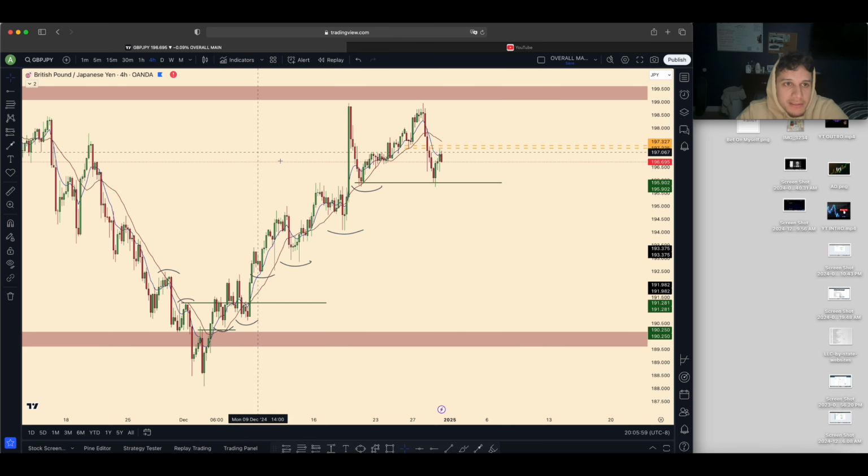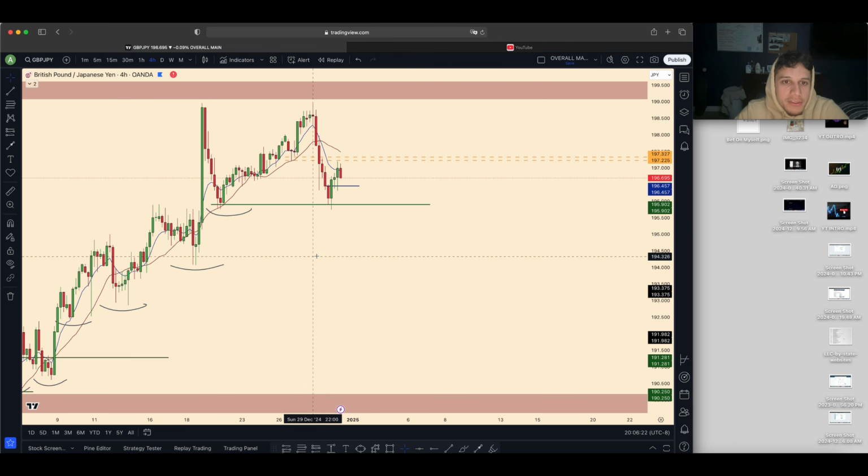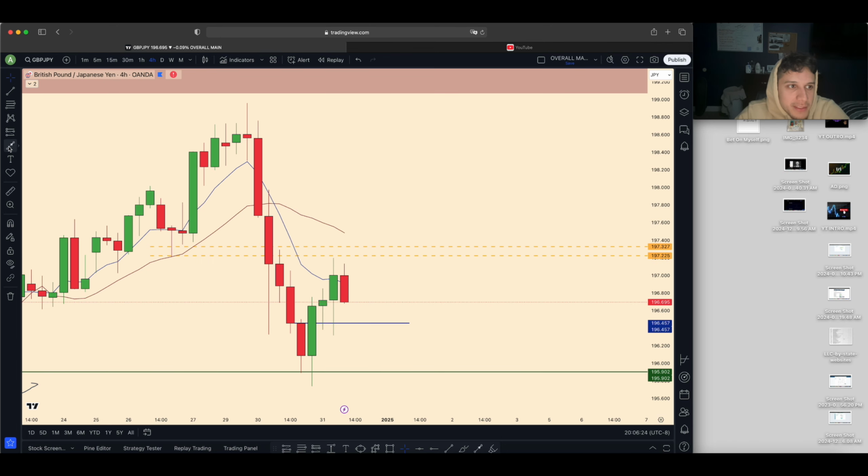So we are currently testing structure along this last 4-hour higher low point. Now, once price came down and tested this 4-hour higher low point, we had a bullish engulfing. So let's go ahead and track the momentum in this area. I drew this random line because after we got that bullish engulfing, we do expect a retest in this area.